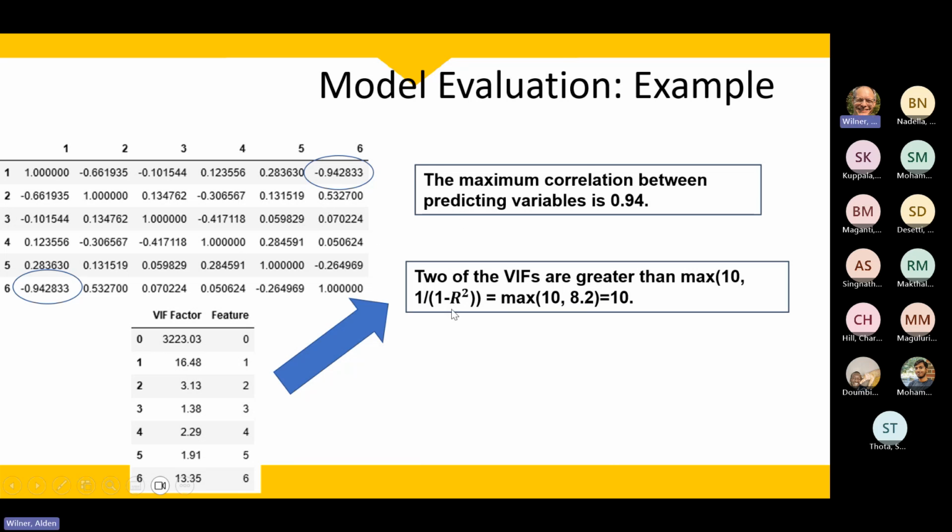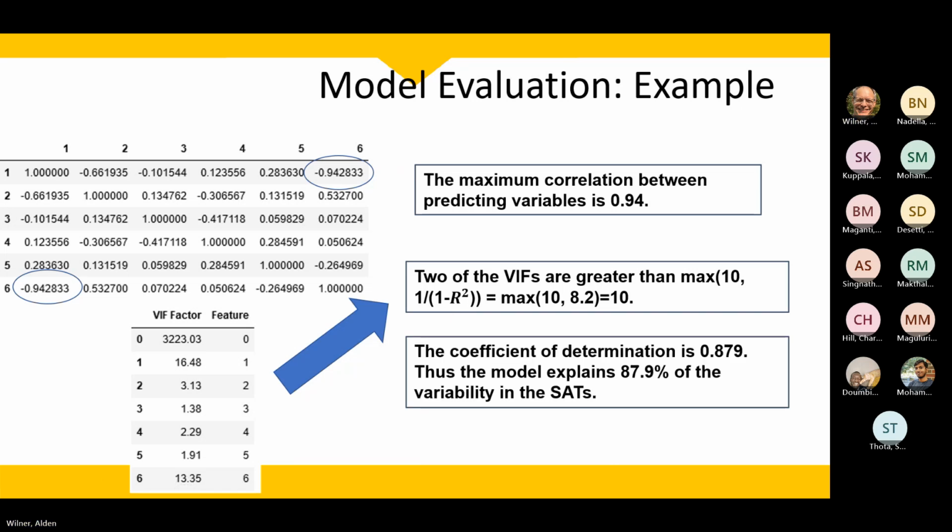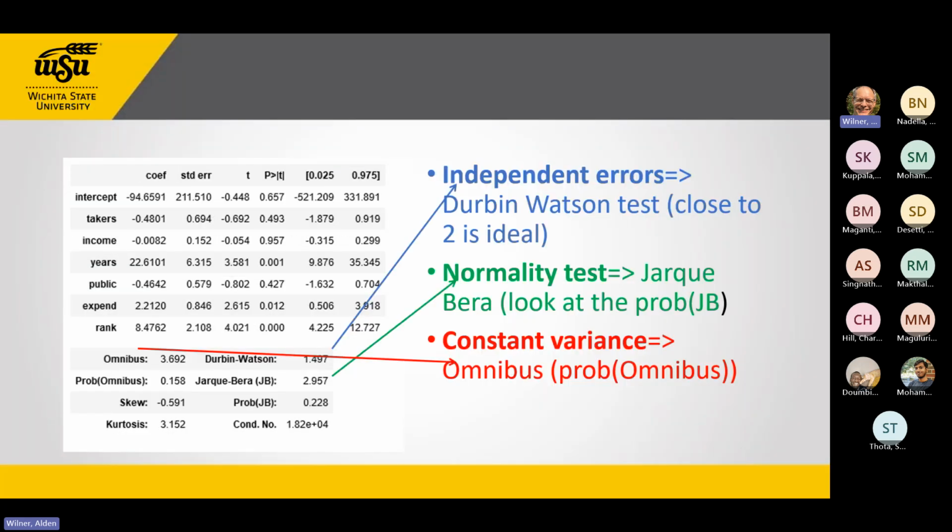These are greater than our threshold. Coefficient of determination is 0.879. Thus, this model explains 87.9% of the variability in the SATs, right? But we do have collinearity in there.